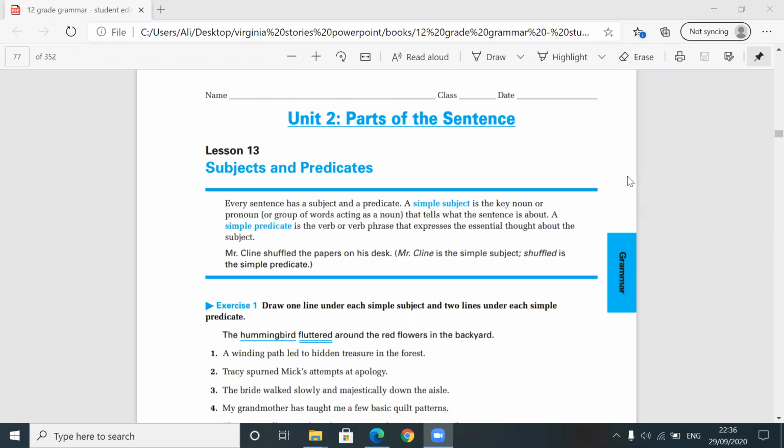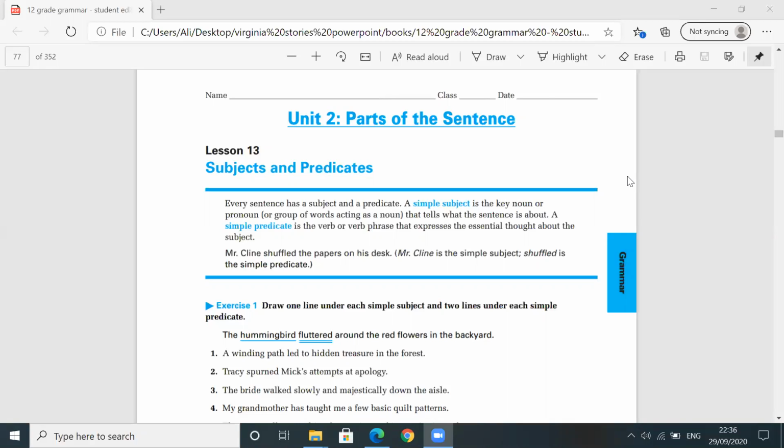Tomorrow we're going to talk about parts of the sentence. In Unit 2, Lesson 13, we're going to talk about subjects and predicates, and we're going to learn what a subject is and what a predicate is in a sentence. Now, the goal of this is to help us improve our writing and spot our mistakes when we make mistakes in our writing. So this is very important.